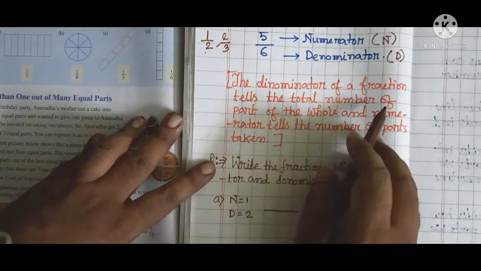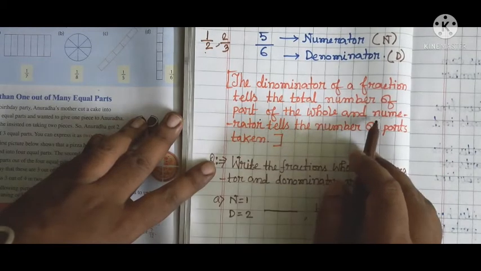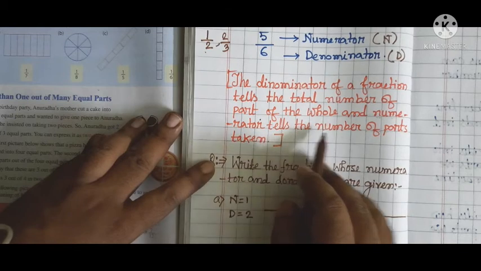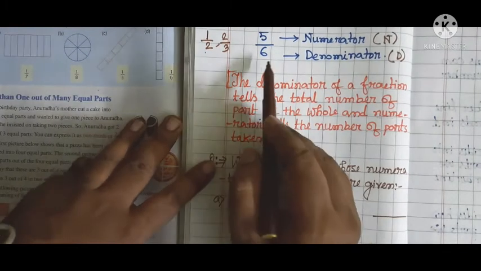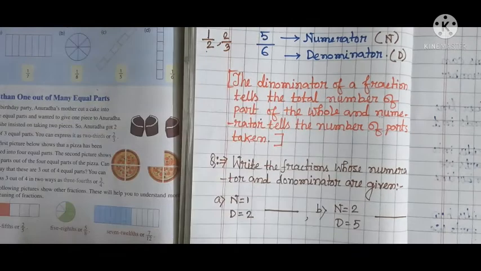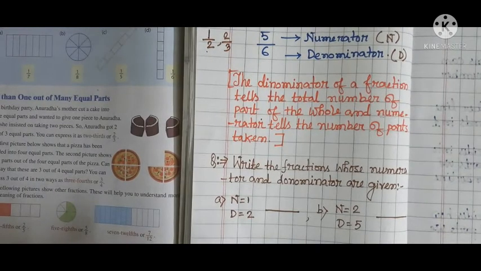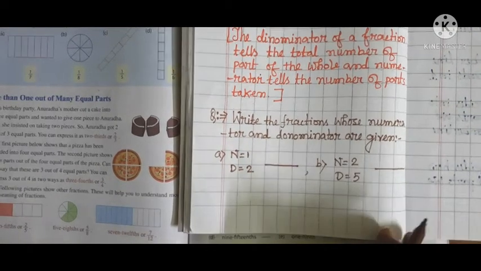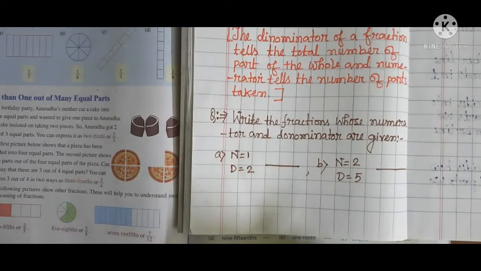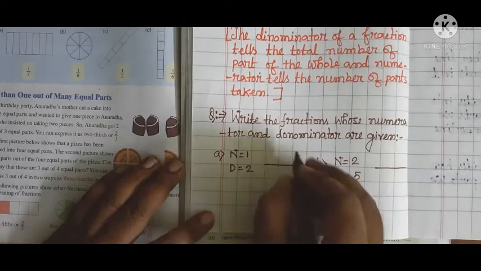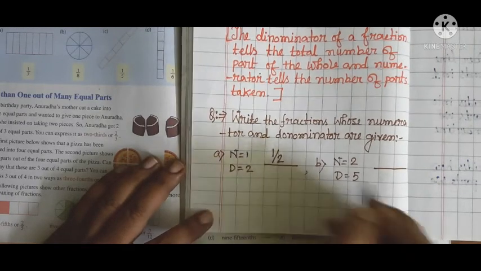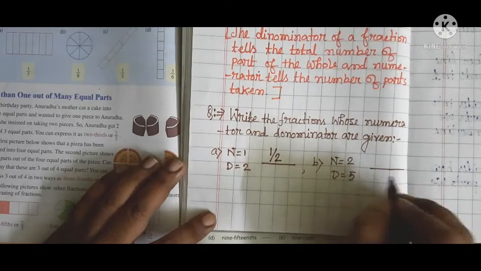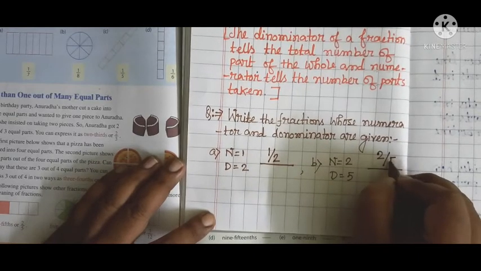Therefore, the denominator of a fraction tells the total number of parts of a whole, and the numerator tells the number of parts taken. Okay, next we write the fraction whose numerator and denominator are given. We do the problem here, numerator and denominator are given. Therefore, the fraction will be 1 by 2. Here n is equal to 2 and d is equal to 5, therefore it will be 2 by 5.